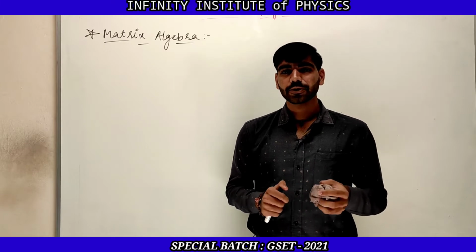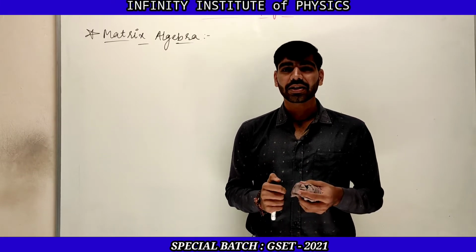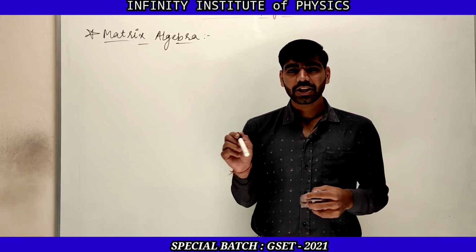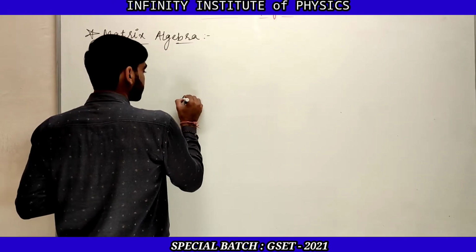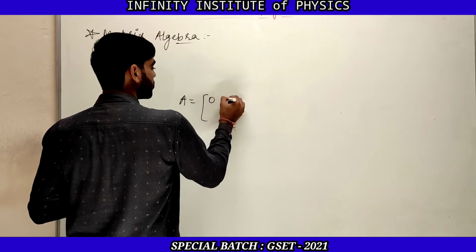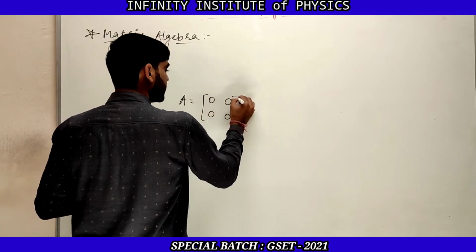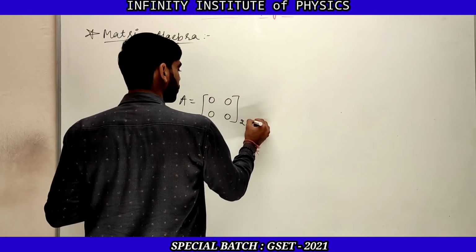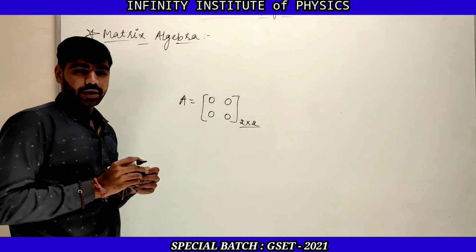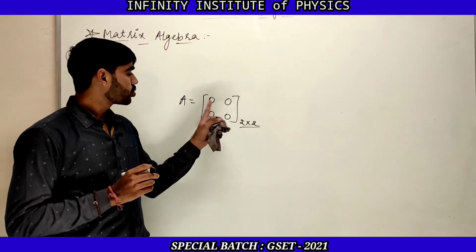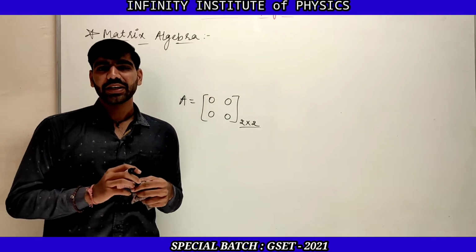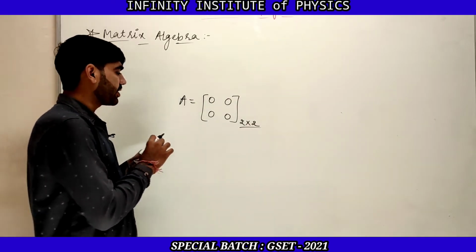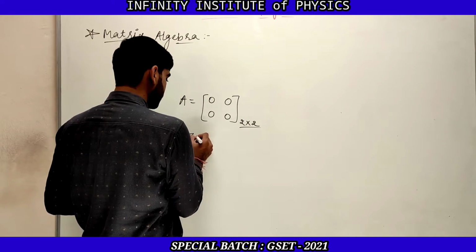So a matrix is said to be a zero matrix or null matrix if each entry of the matrix is zero. That means suppose I write matrix A equal to 0 0 0 0, then this is a null matrix of order 2 by 2, which has 2 rows and 2 columns and each entry is 0. So this matrix is said to be a zero matrix.